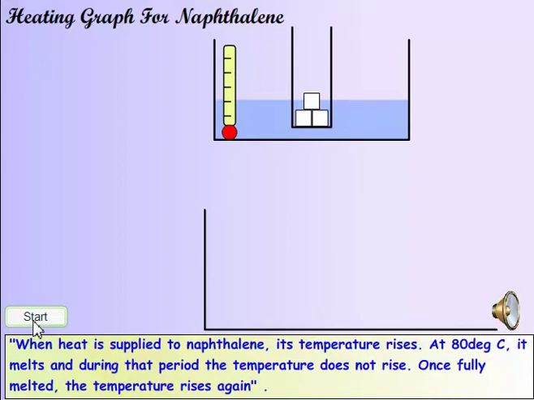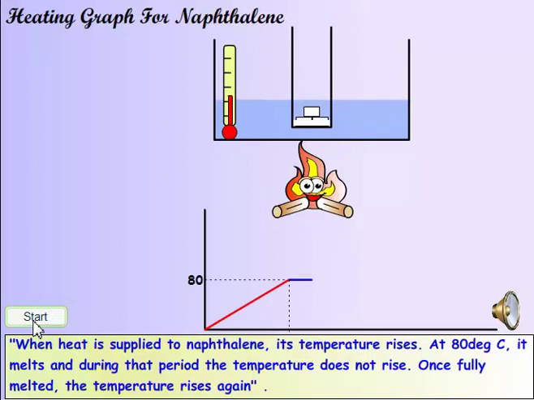When naphthalene is heated up to 80 degrees, you will see a rise in the temperature. Once the naphthalene begins to melt at this temperature, although heat is supplied, no rise in temperature is noticed. Once the naphthalene has completely melted, the temperature begins to rise again.